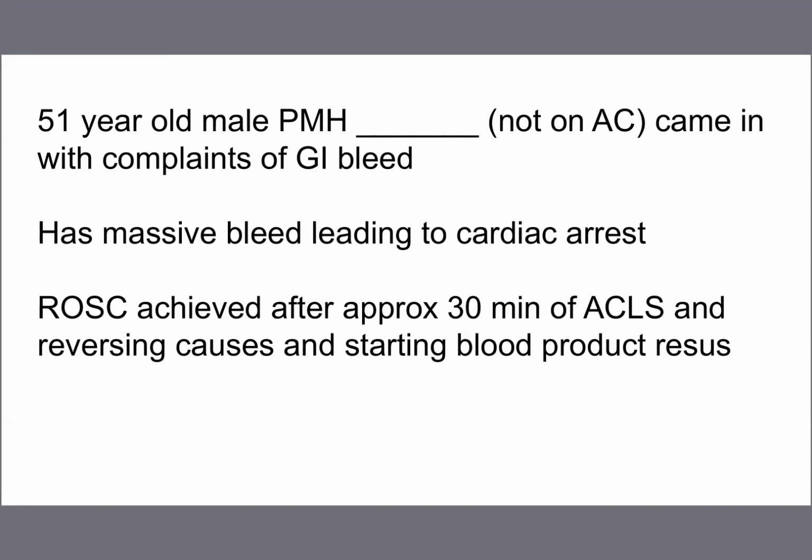This is a case that I had and wanted to highlight my approach. It was a 51-year-old male with, insert your past medical history, although the patient was not on anticoagulation, who came in with complaints of GI bleed, had a massive GI bleed leading to cardiac arrest. We achieved ROSC after about 30 minutes of ACLS, reversed the underlying causes, and started the blood product resuscitation.